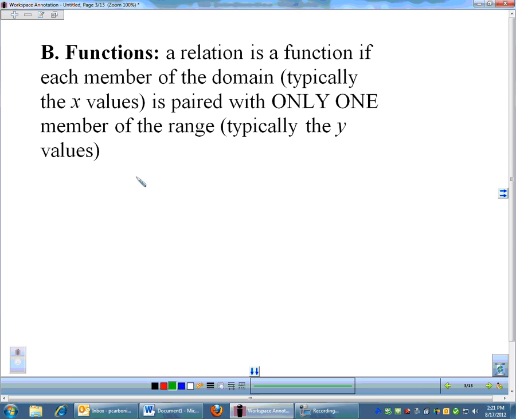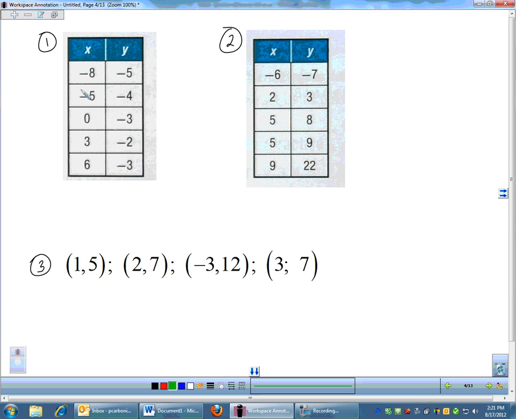So moving on, functions, and I'm going to breeze through this. You should have learned this in like 7th grade. It's a relation where each member of the domain is paired with only one member of the range. Usually it's x's and y's. If you're in science, that may change a little bit when we get into the actual applications. But let's look at a few relations here.